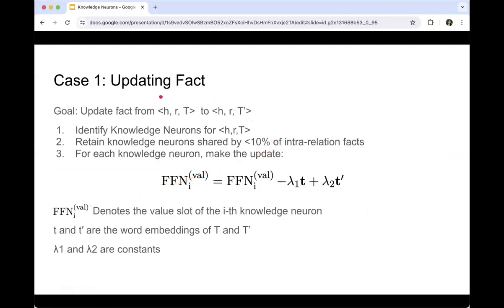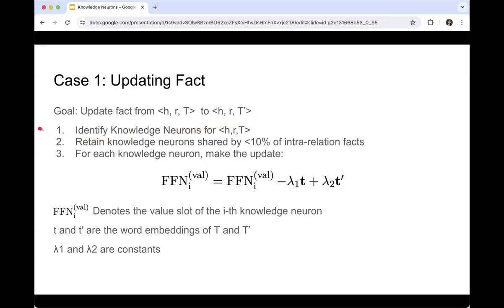So after verifying that their proposed method is successfully able to identify the knowledge expressing neurons, they provide some case studies of how to make knowledge edits by making use of these neurons. So in the first case, they propose a method for updating a single fact. So suppose we have a fact, and we want to update the tail entity from T to T prime.